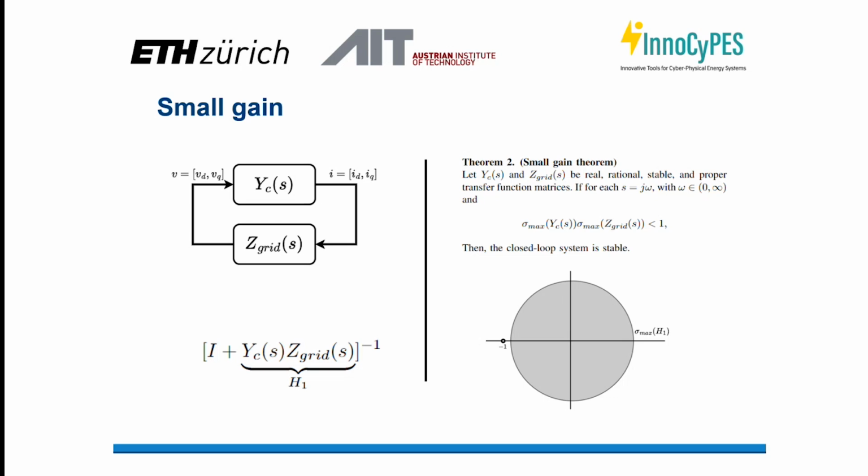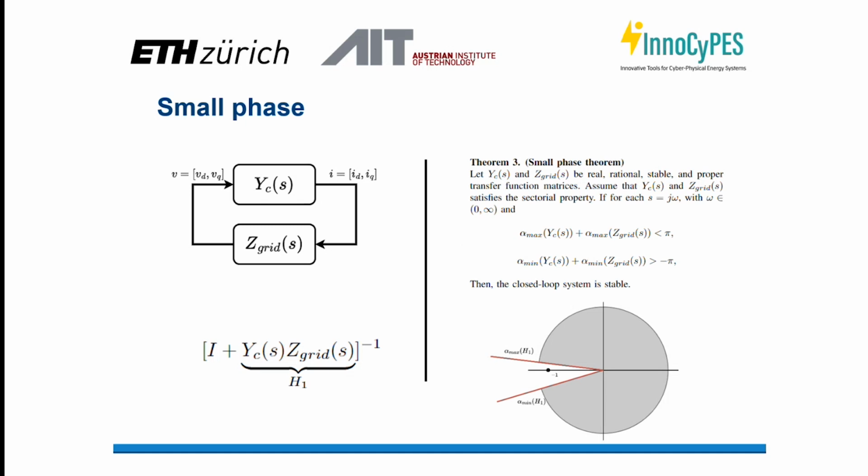So the small gain theorem says basically that the maximum gain of the admittance of the converter times the maximum gain, represented by the maximum singular value of the impedance of the grid, should be less than 1. If it is less than 1, basically we can say there is a ball centered at the origin, and the maximum expansion of it will not touch -1. And in this case, we remain in the safe zone. So this is the small gain theorem.